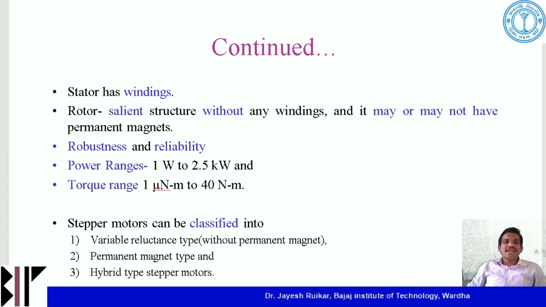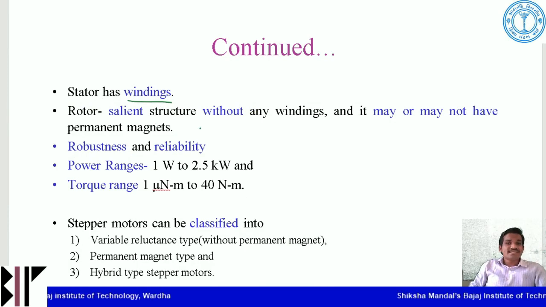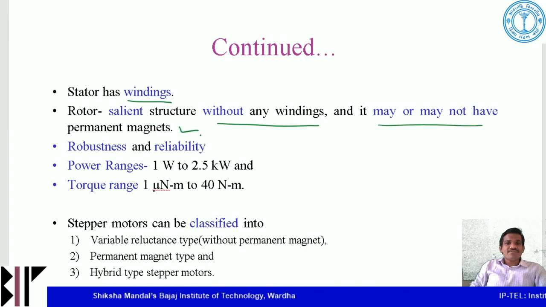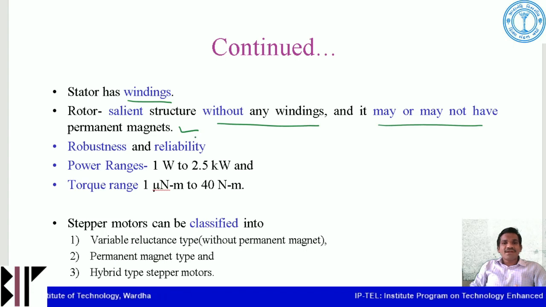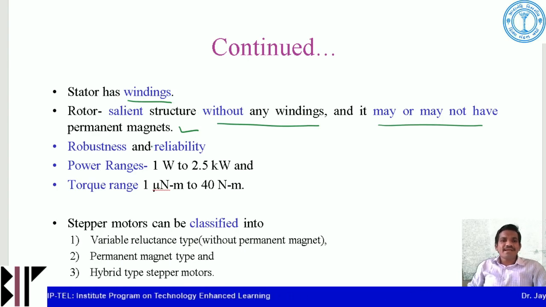When I talk about the stator, the stator has a winding, whereas the rotor does not have any winding. So what is the rotor? Rotor is a salient structure. It does not have any winding, and it may or may not have a permanent magnet. Basically based upon these facts, the stepper motor is again classified. I am repeating, the stator has winding and the rotor does not have winding. Rotor may or may not have a permanent magnet.